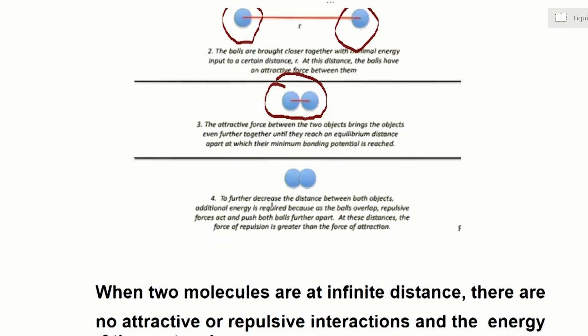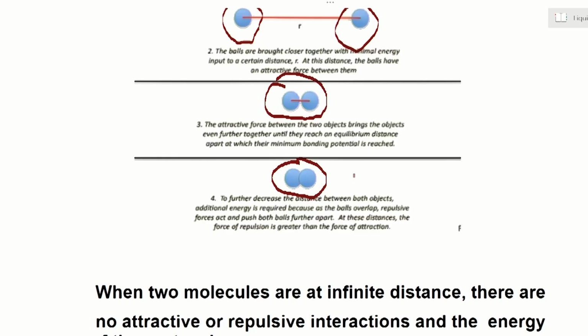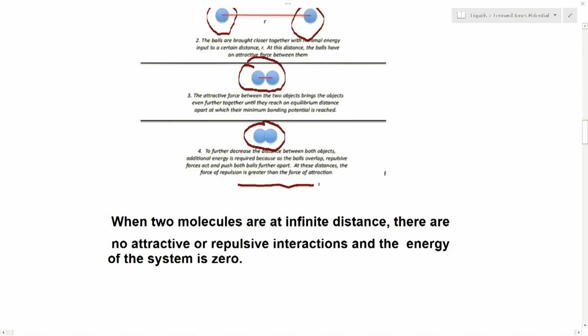Now, we allow these rubber balls to come a little closer. That means at that time the rubber balls will overlap each other. When they overlap, there will be no attractive forces, there will be repulsive forces. That means the balls will go apart. At that time, the force of repulsion will be greater than the force of attraction.